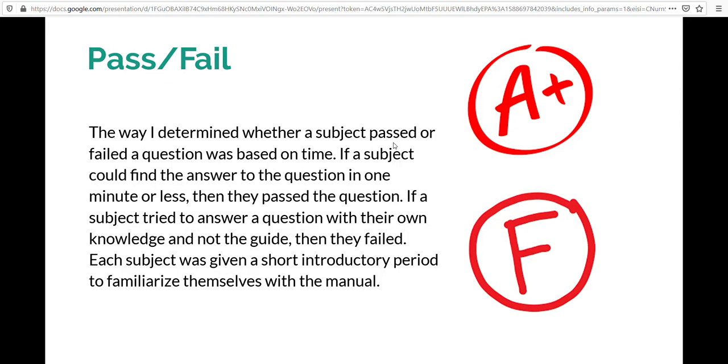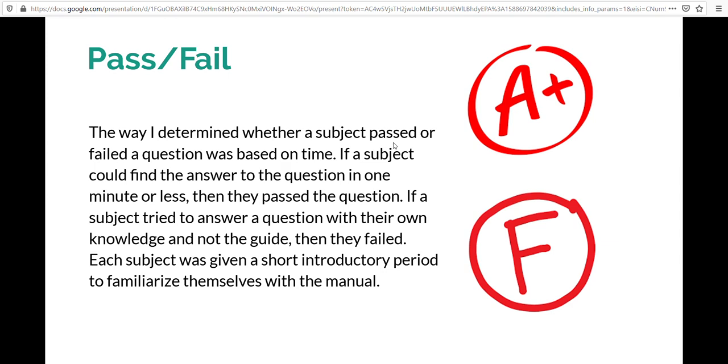In this, I used a very simple pass/fail system. They either made 100 or 0 based on question by question, of course. And the way I determined this was based on time. If a subject could find the answer to each question in 1 minute or less, then they passed the question. Obviously, it wasn't 1 minute for all 10 questions, it was 1 minute per question.